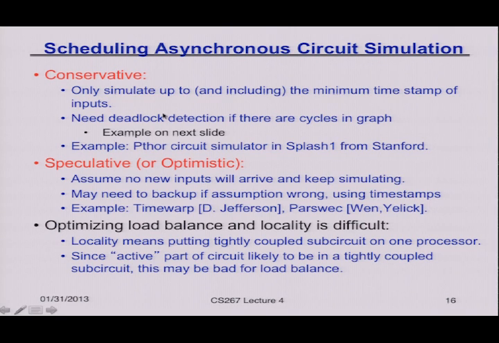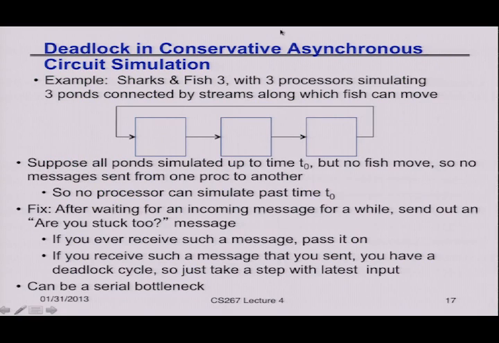So let me give you an example of how you get into a deadlock and how you fix it. Let's suppose we just have 3 ponds in which there are fish swimming around, and they're only allowed to swim in this direction, just to make it easy. Let's suppose that everybody has simulated the state of their fish up to time t0. Nobody's moved, and so everybody's waiting. Everybody's sitting there saying, I can't go past time t0. Nobody else can go past time t0, so everybody's just waiting, and it's a deadlock.